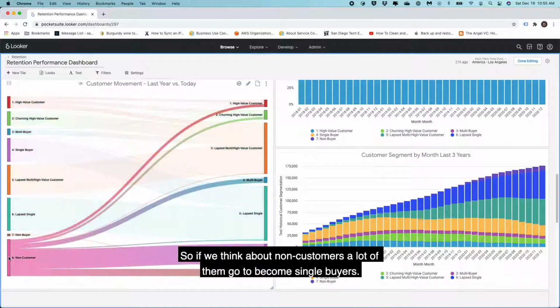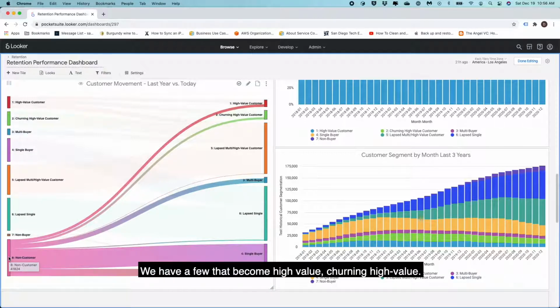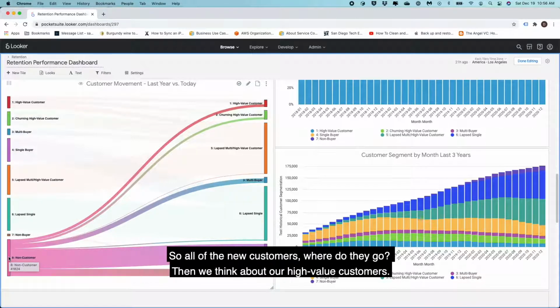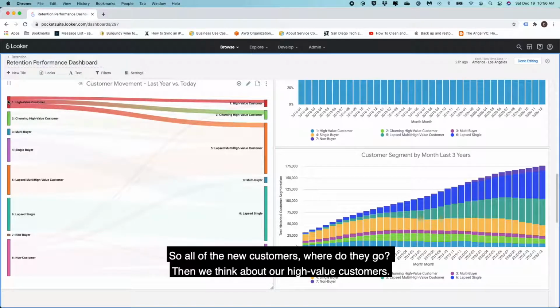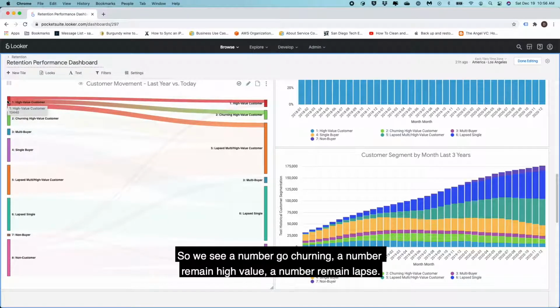So if we think about non-customers, a lot of them go to become single buyers. We have a few that become high value, churning high value. So all of the new customers, where do they go? Then we think about our high value customers. So we see a number go churning, a number remain high value, a number remain lapsed.